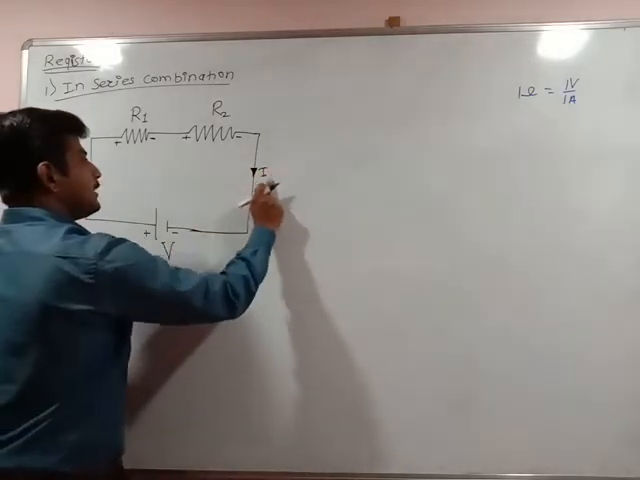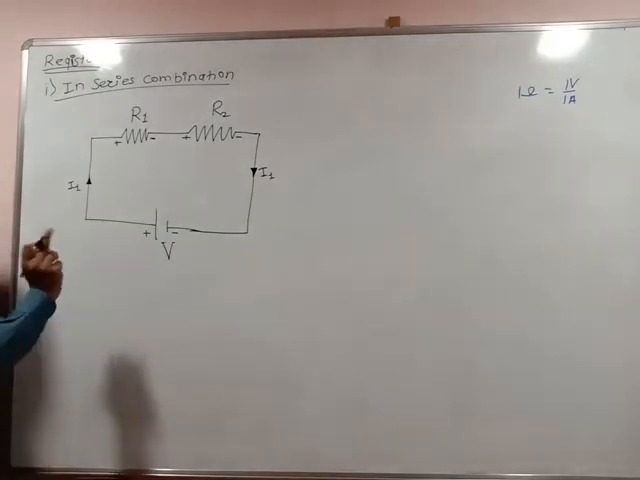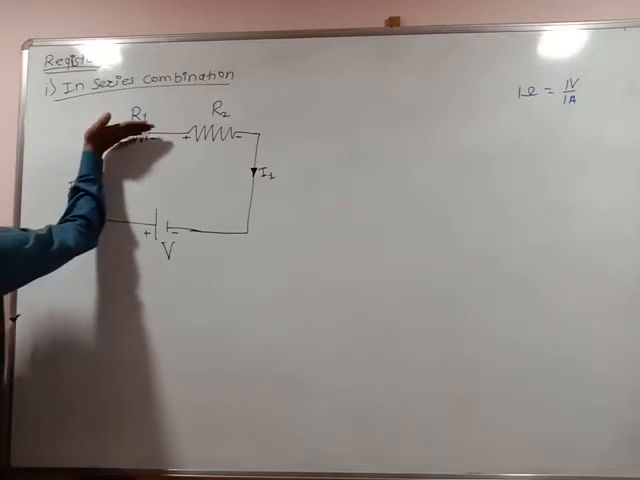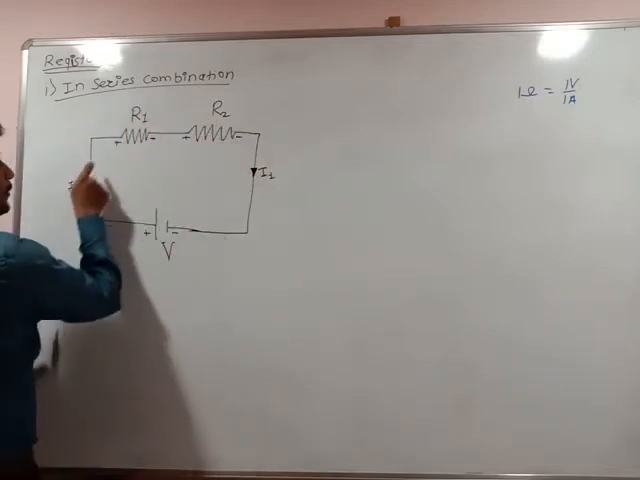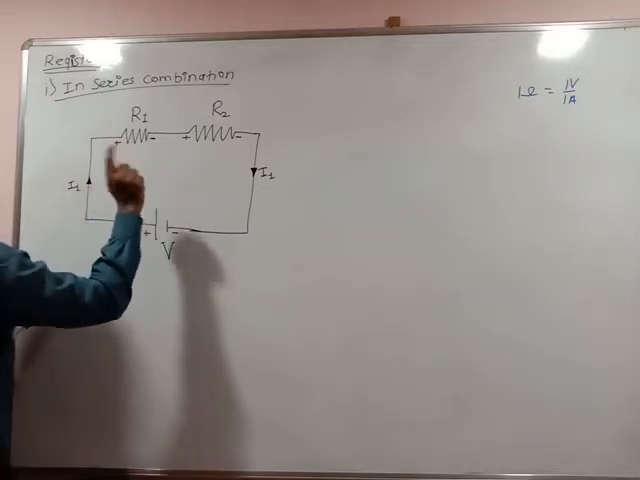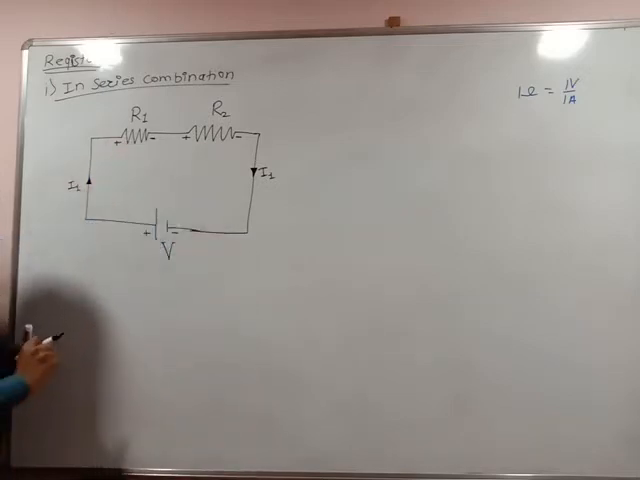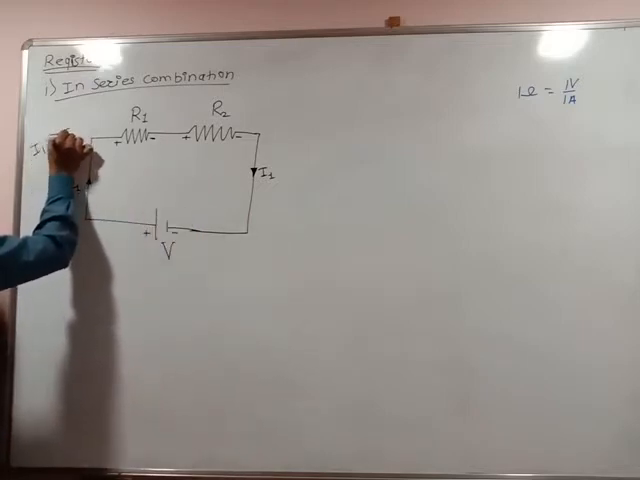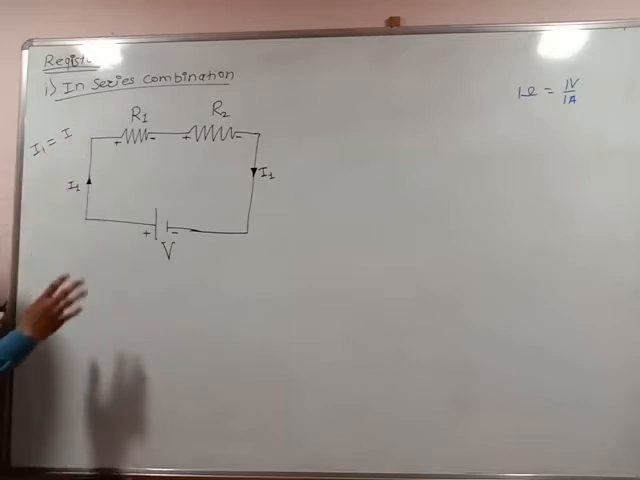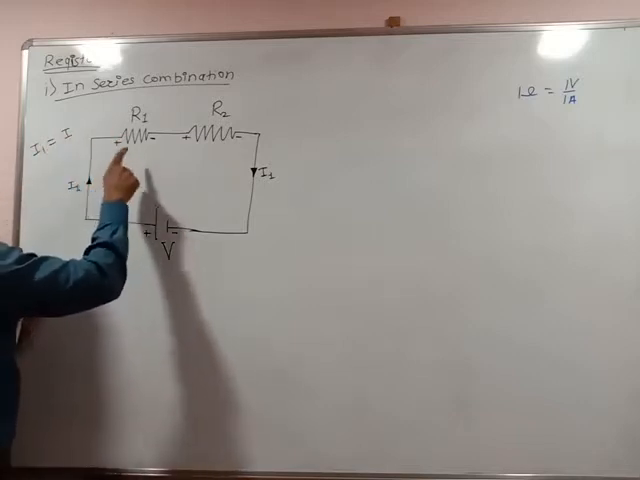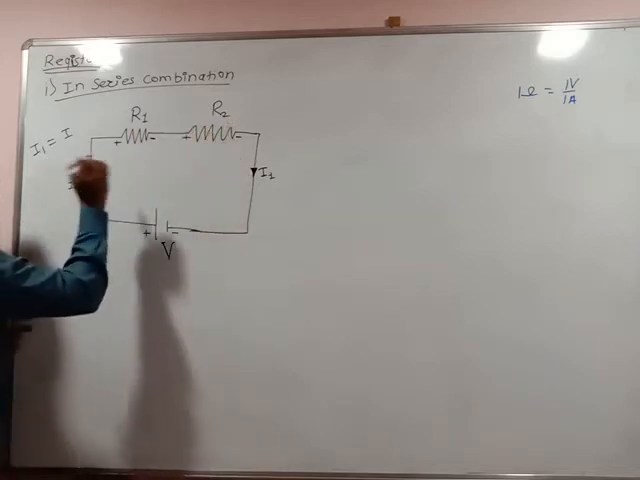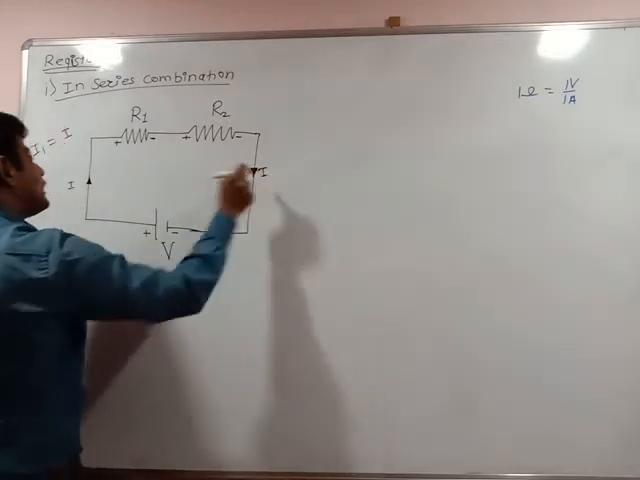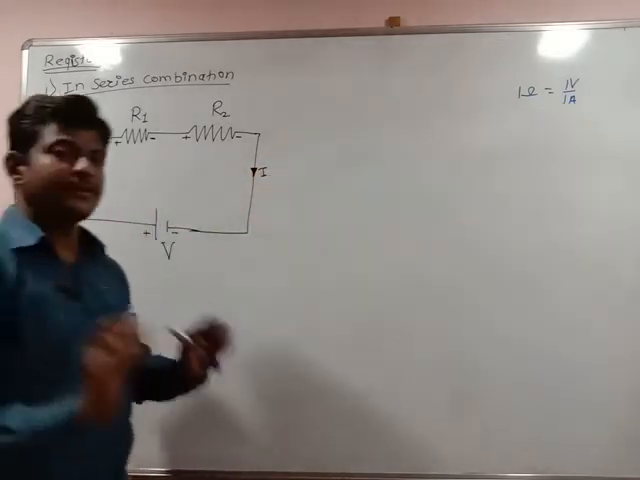I can say the current is the same. There is no division of current. Whatever amount of current I1 passes here, the same I1 passes here. So whatever amount of current I1 passes through R1, the same amount of current passes through R2. So here I1, I2, or I1, I can simply say I. Why can I take I1 as I? Because I1 is passing through R1, and the same I1 passes through R2. So instead of I1 or I2, I can keep it simply as a constant value of the current.